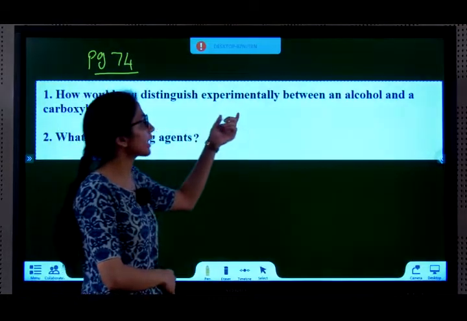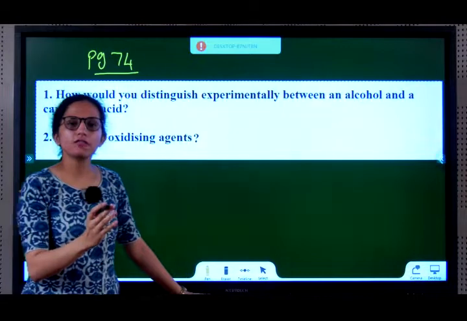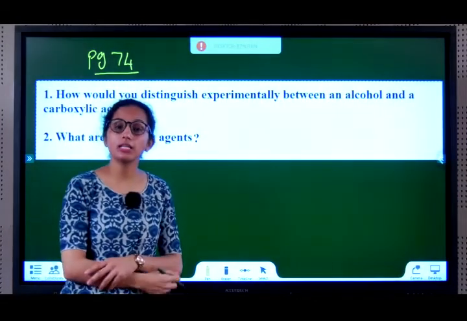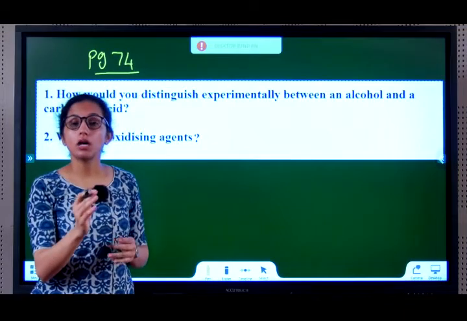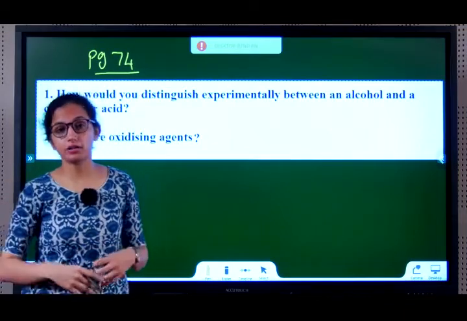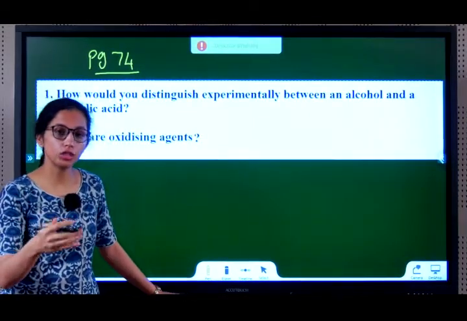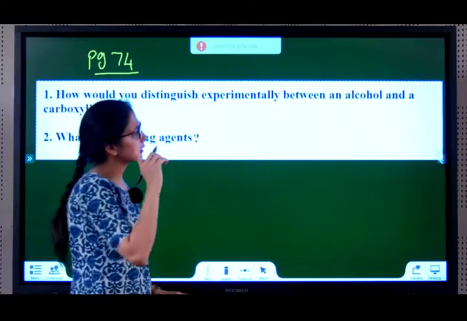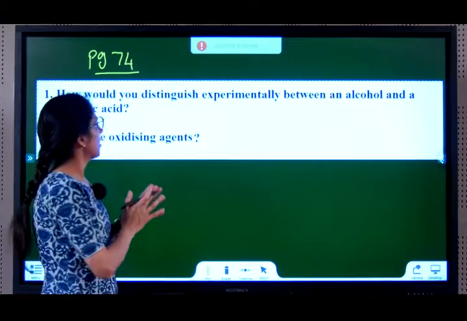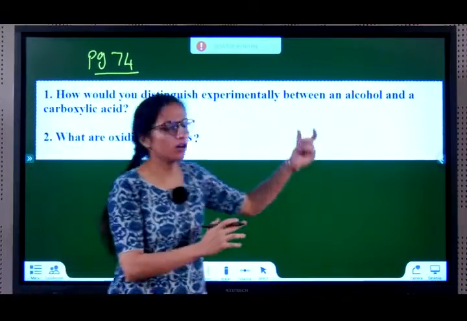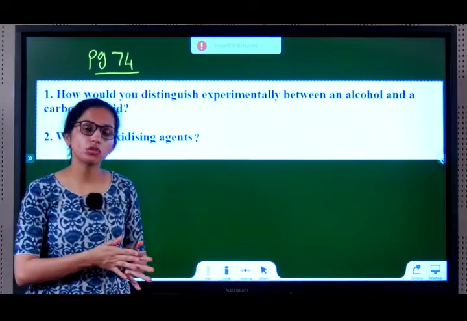Page 74, question 1. How would you distinguish experimentally between an alcohol and a carboxylic acid? In the properties of carboxylic acid, we saw that carboxylic acid reacts with sodium carbonate and sodium bicarbonates to release carbon dioxide gas. If you pass that carbon dioxide gas through lime water, it turns the solution milky, right? So ethanoic acid reacts with carbonates and bicarbonates. The question here is, do alcohols react? Alcohols do not react with sodium carbonate and sodium bicarbonate.